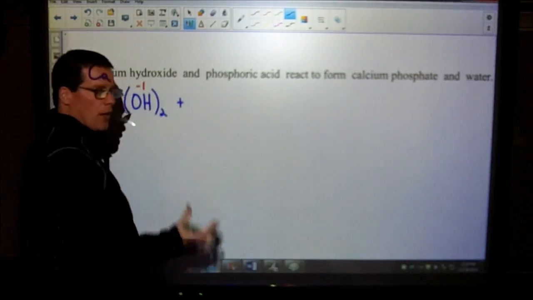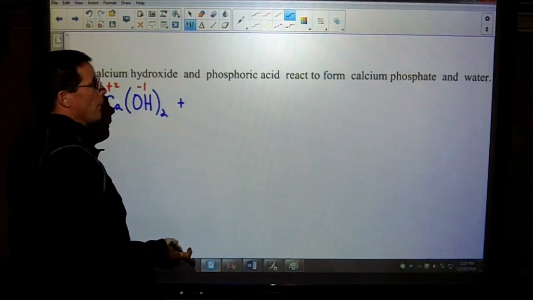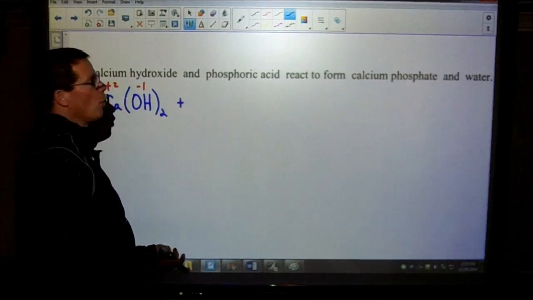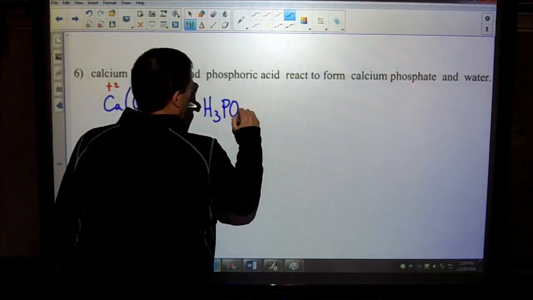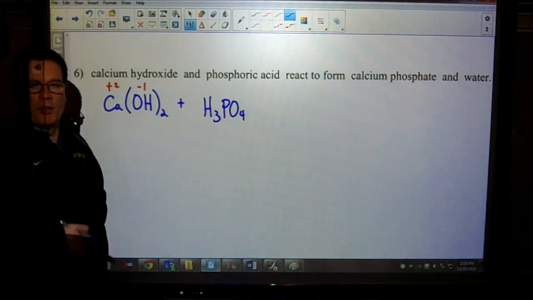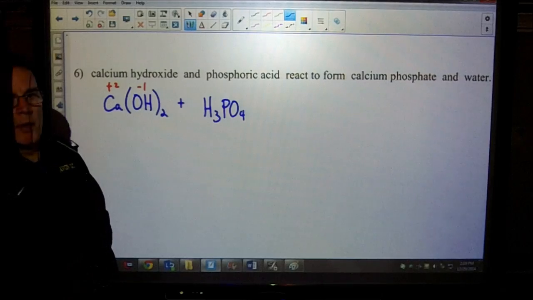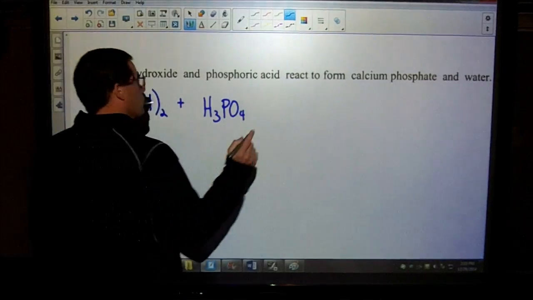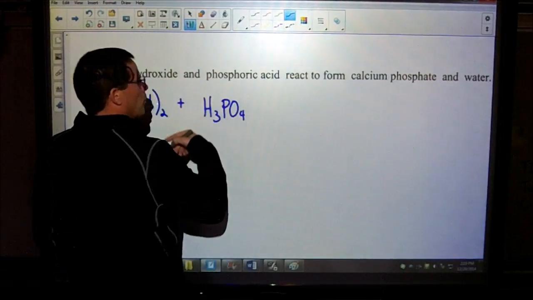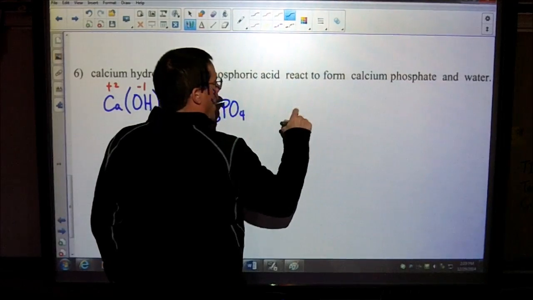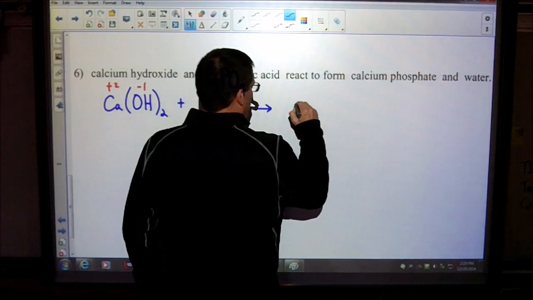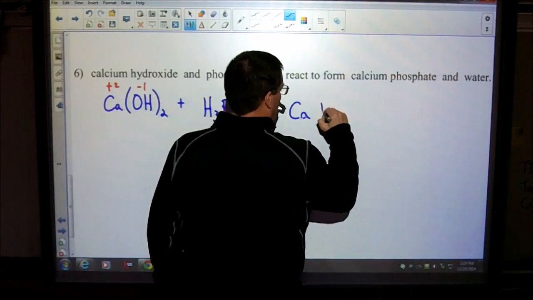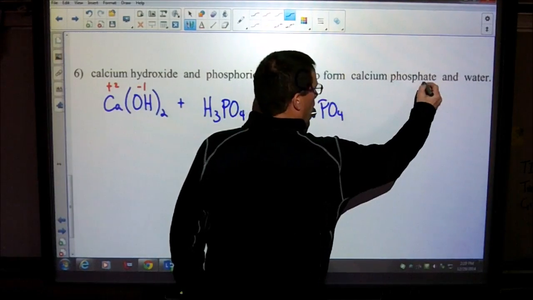Phosphoric acid, now that's not one of the things that you should know, and I probably should have told you what that was. The phosphoric acid is H3PO4. We'll learn about phosphoric acid and the other acid names near the end of the semester when we get to acids and bases. So I'll tell you what the acid names are at this point. React to form, that means arrow. Calcium phosphate. Okay, so calcium and then phosphate is one of your polys.